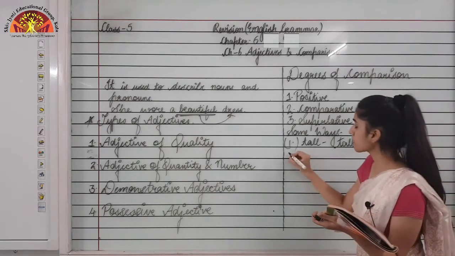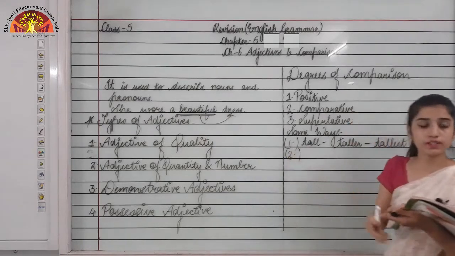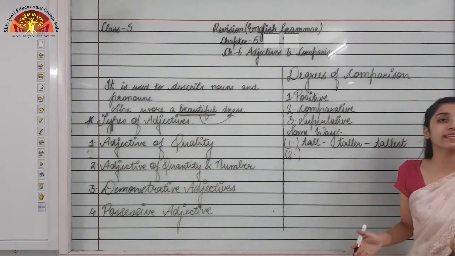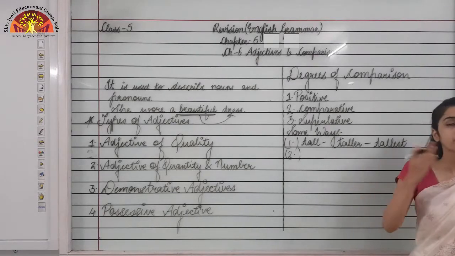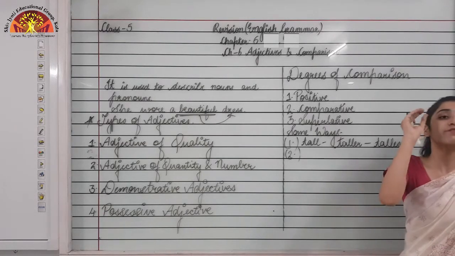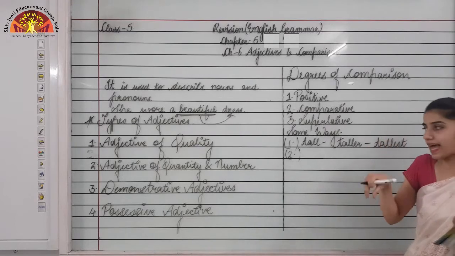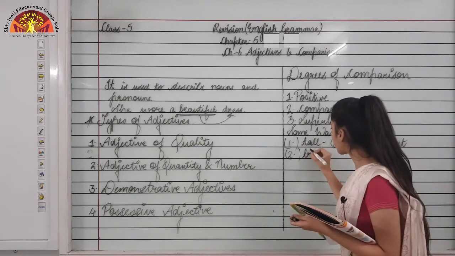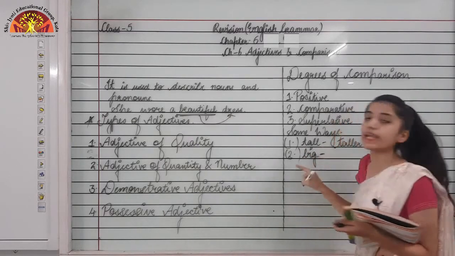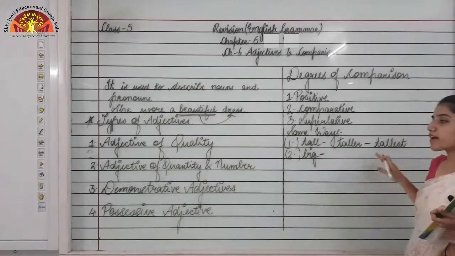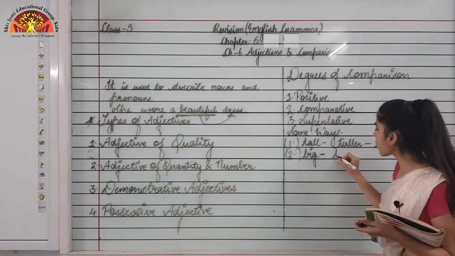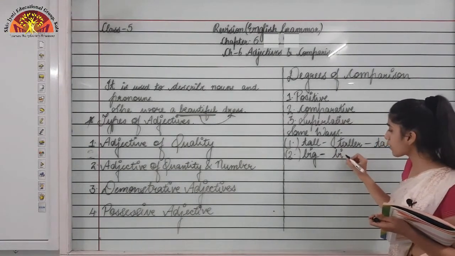Okay. Now moving to the second rule, what is written? That double the last letter and then add er and est. There are some words where we have to double the last letter. For example, I am giving you an example, that is big. Okay, what you have to do is, to make the comparative and superlative, you just have to double the last letter. What is the last letter over here?